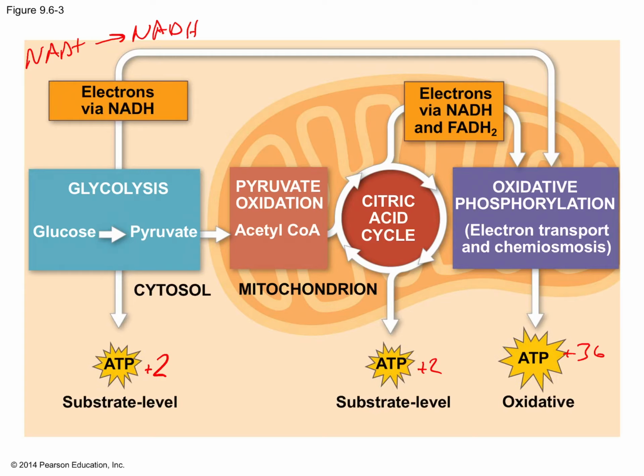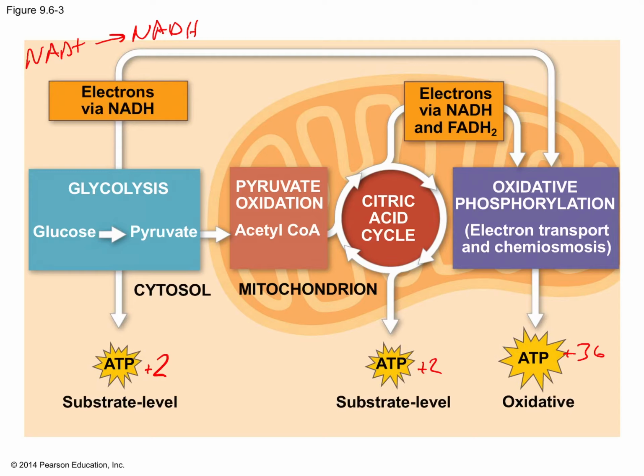Okay, so basically, as I said, we have a lot of ATP being made in oxidative phosphorylation. Typically, it's about 90% of all the ATP made by this entire process. 90% is made in oxidative phosphorylation, okay? Smaller amounts again are made in the citric acid cycle and glycolysis through substrate level phosphorylation.